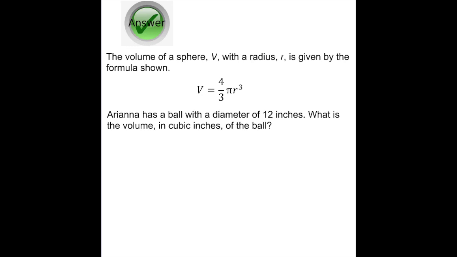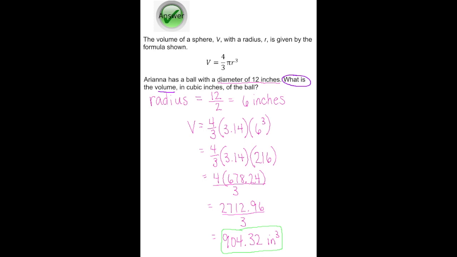Time is up. Let's take a look at the answer. The volume of a sphere V with a radius r is given by the formula shown. V equals 4/3 times pi times radius cubed. Ariana has a ball with a diameter of 12 inches. What is the volume in cubic inches of the ball?